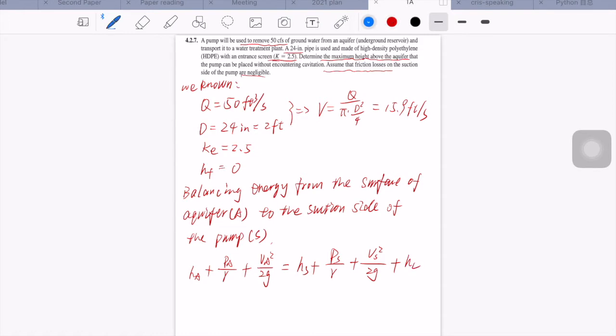And we set the datum at the surface of the aquifer A, so we know the HA equals 0. And the pressure head at the surface of the aquifer is equal to the atmospheric pressure, so we know PA also equals 0. And the velocity head at the surface of the aquifer can be neglected, so VA also equals 0. And in the pipe, VS equals V.